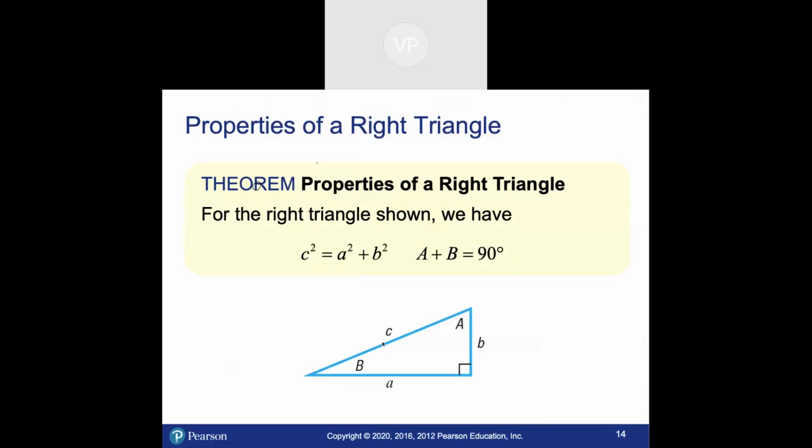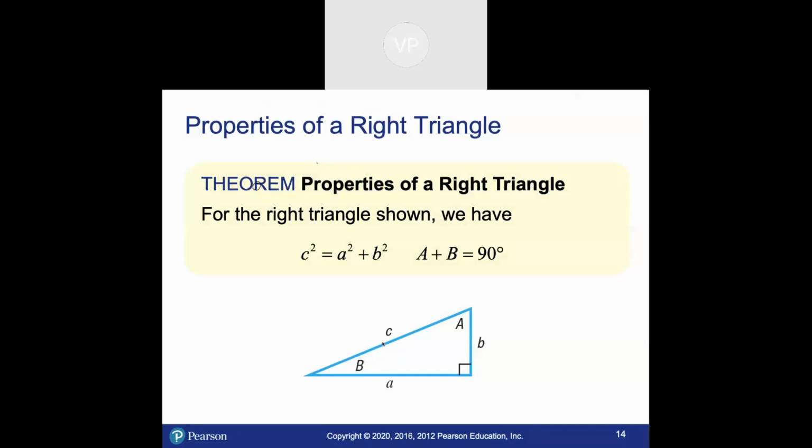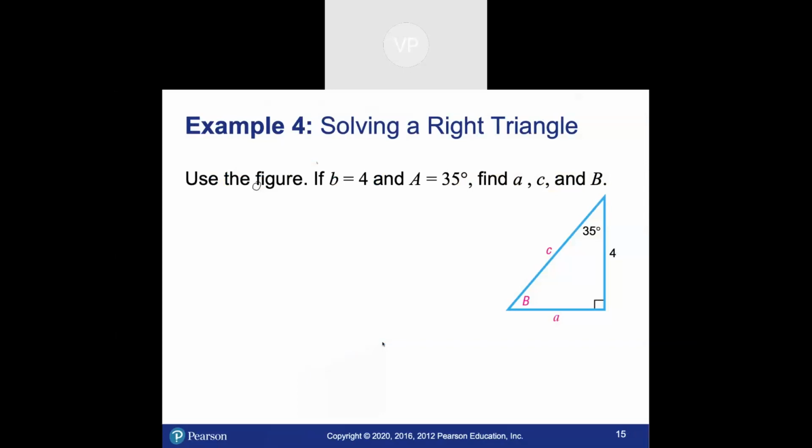So for a right triangle, we know we have the Pythagorean theorem. We know that the two other angles will always add up to 90. And keep in mind, this is for every right triangle out there. You already knew the Pythagorean theorem worked for every right triangle. That A plus B equals 90 was also true for every right triangle. As long as you have a right triangle, that's guaranteed.